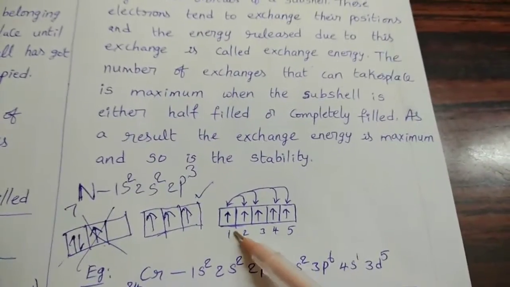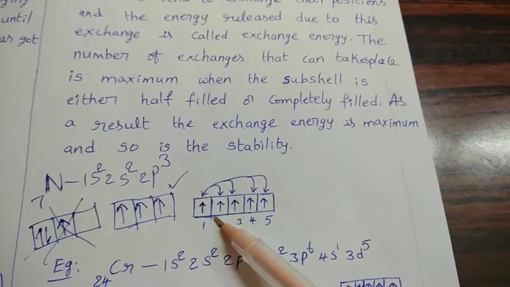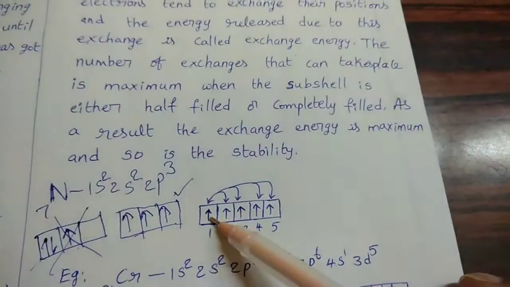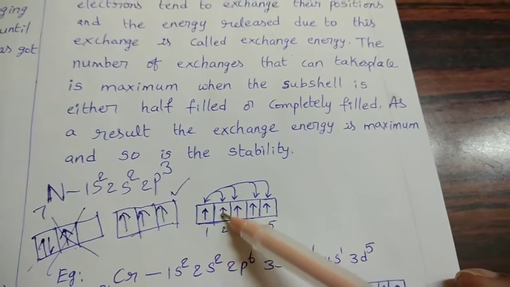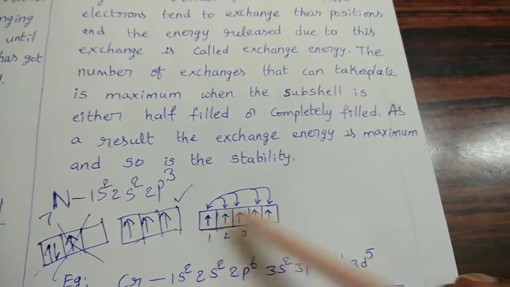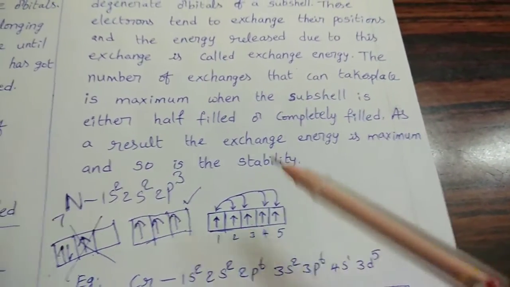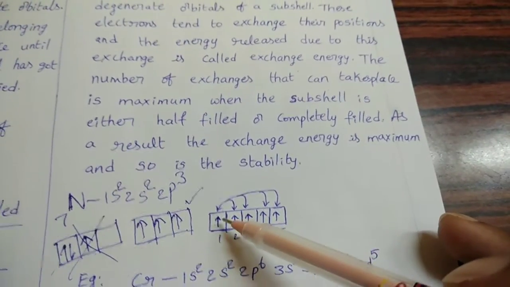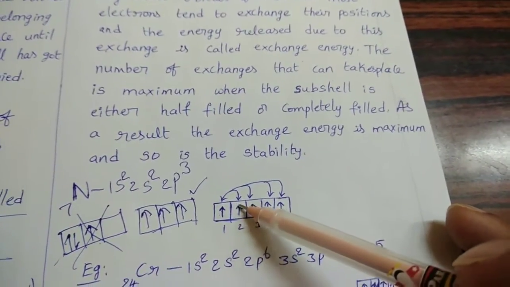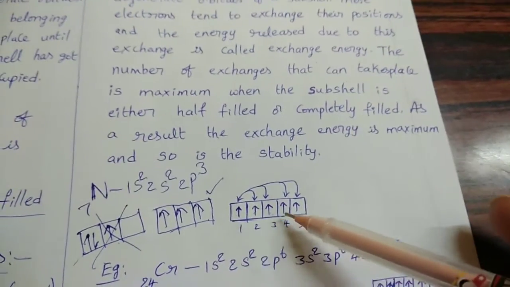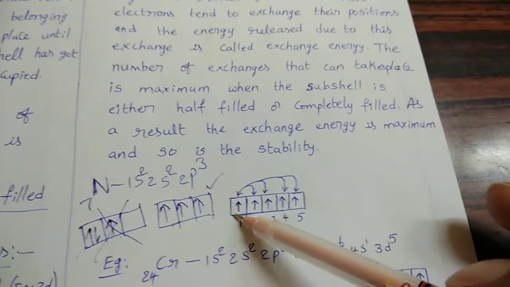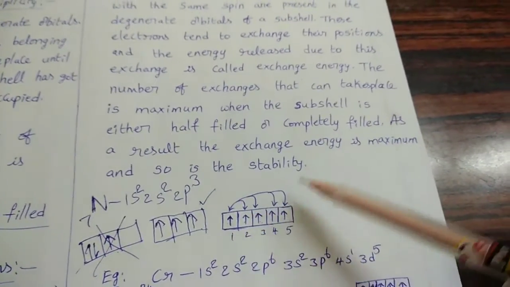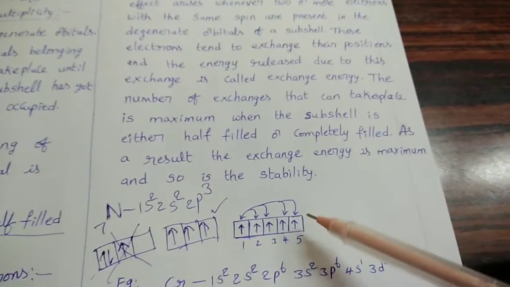Say this one: in case of d orbitals, half filled configuration, 1, 2, 3, 4, 5. This first electron can exchange its position with the second one, with the third one, with the fourth one, with the fifth one. That means the first electron enters into this, the third electron enters into this. Otherwise, the first electron enters into this, the second electron enters into this. Similarly, with the fourth and fifth also, the first electron can exchange its position. Due to this exchange, some energy is released, that is called exchange energy.